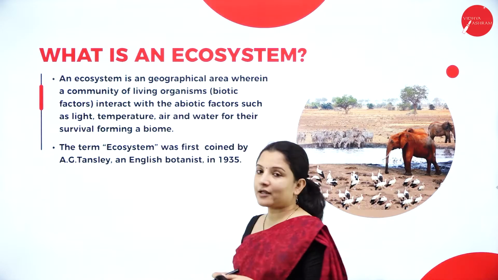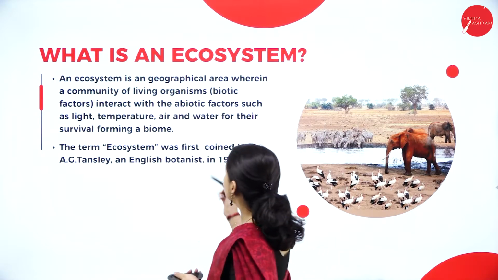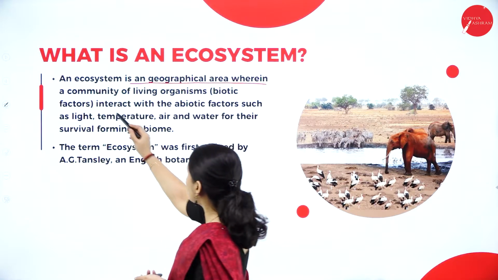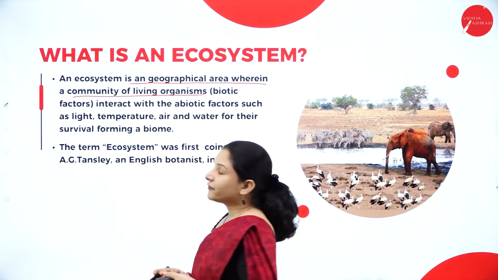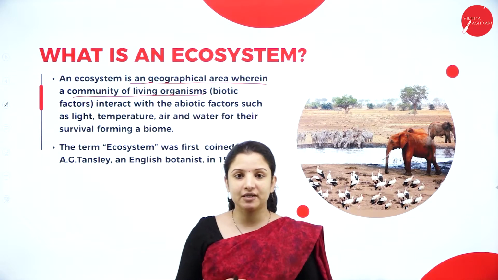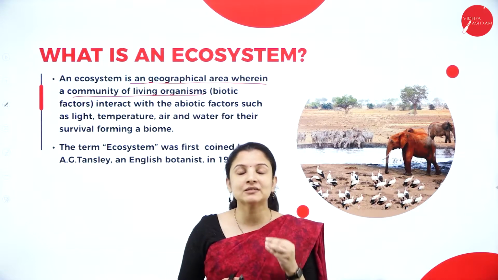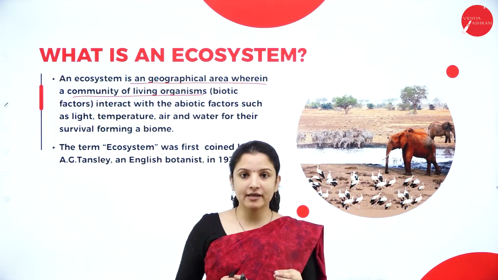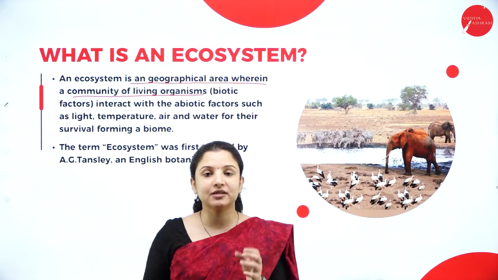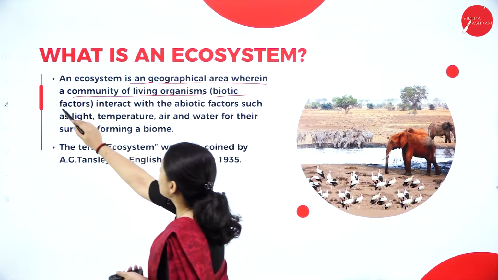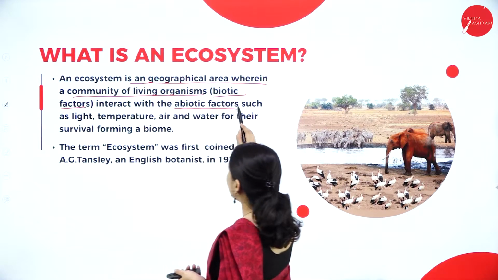So what is an ecosystem? An ecosystem is a geographical area wherein a community of living organisms. So when I say living organisms, they are the biotic factors. So biotic factors, bio means life. So those organisms having life, that is the living organisms, they come under the biotic factors. They interact with the abiotic factors.